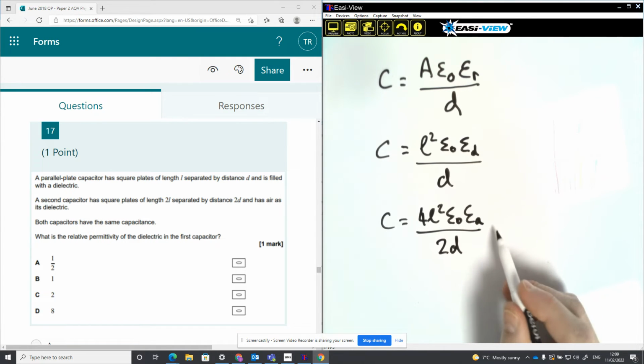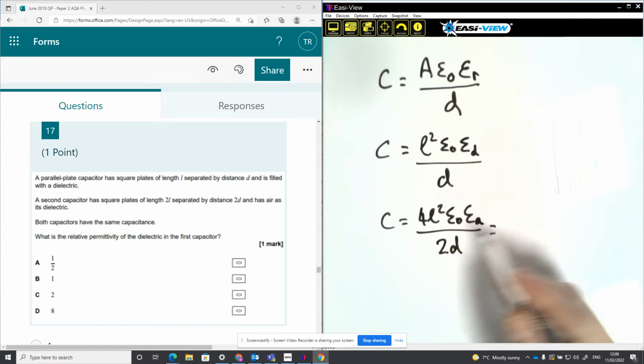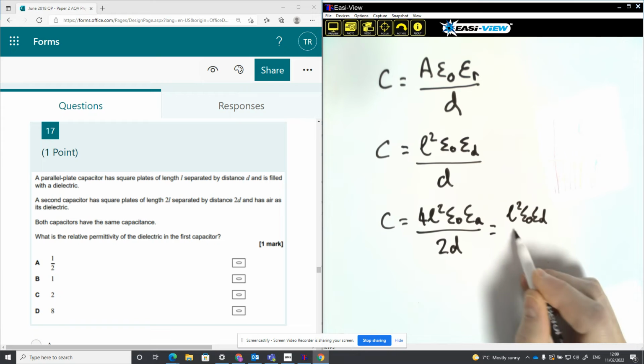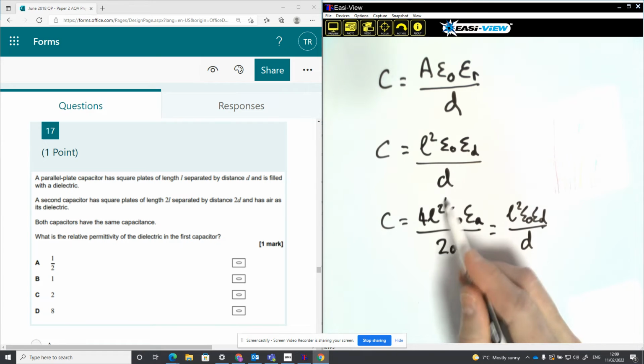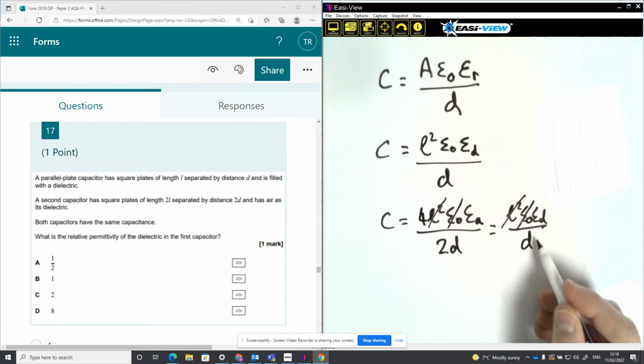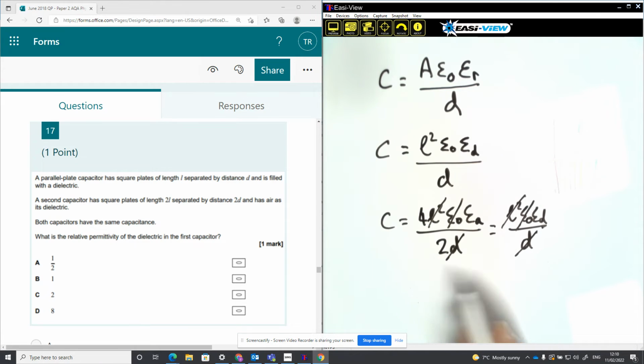So we have the relationship where this value equals L squared epsilon naught, epsilon of the different dielectric over D. L squares cancel, epsilon naught cancels, D cancels. 4 over 2 is 2. So we end up with 2 lots of the epsilon air is equal to 1 lot of the epsilon for the dielectric. So relative permittivity of the dielectric in the first capacitor.